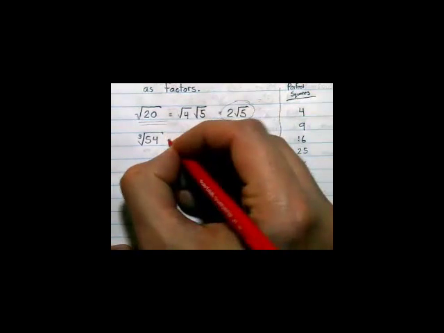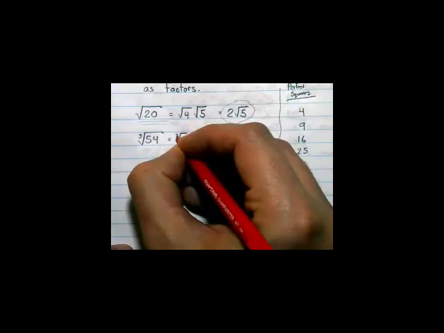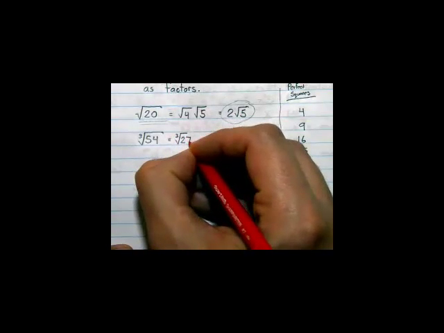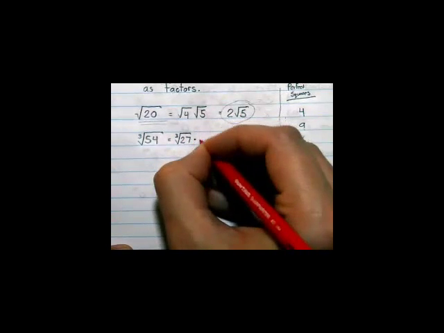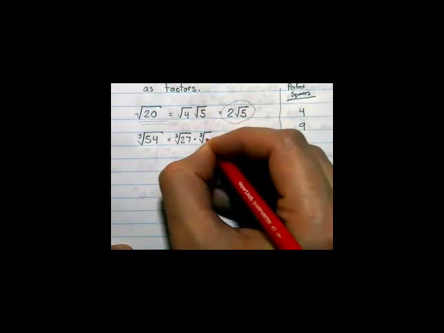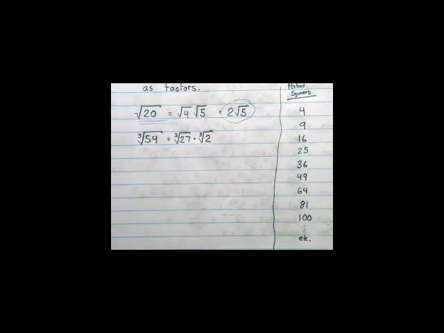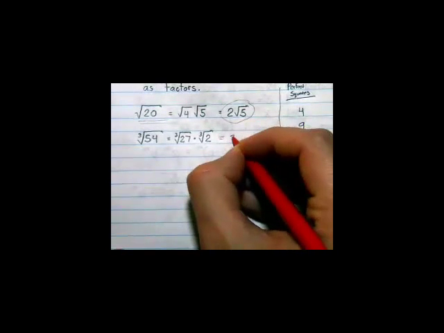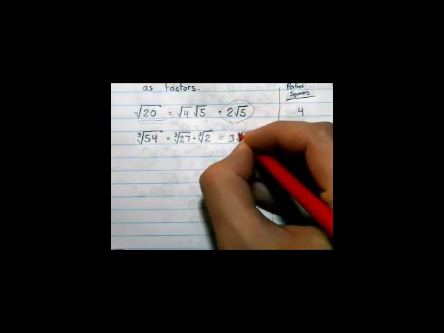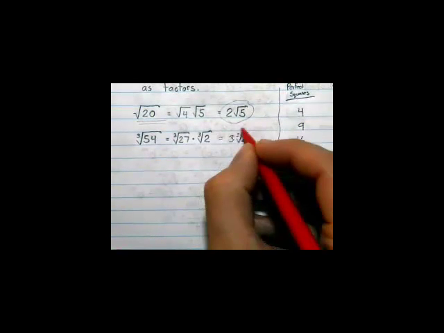So, cube root of 27 times cube root of 2 would be how we break that one up, right? Because 27 times 2 is 54. Okay, and so then take the cube root that you know. What's the cube root of 27? 3. So this becomes 3 times the cube root of 2. We have simplified that cube root.